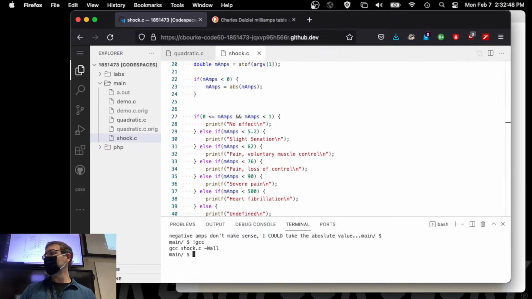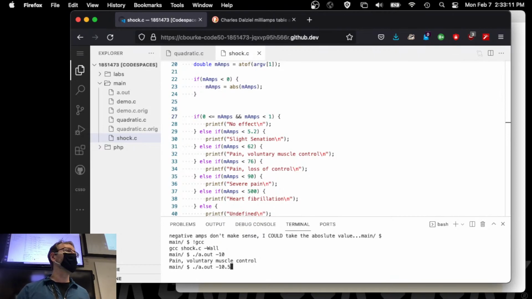GCC. All right. Oh, I didn't have to link in the math library that time. I wonder why. I don't think it's in the math library. I think it's in the standard library. But in any case, we got it, right? a.out, negative 10. Now this should be what? Flipped to positive 10, so this should be a pain, voluntary muscle control. All right, looks like it worked.